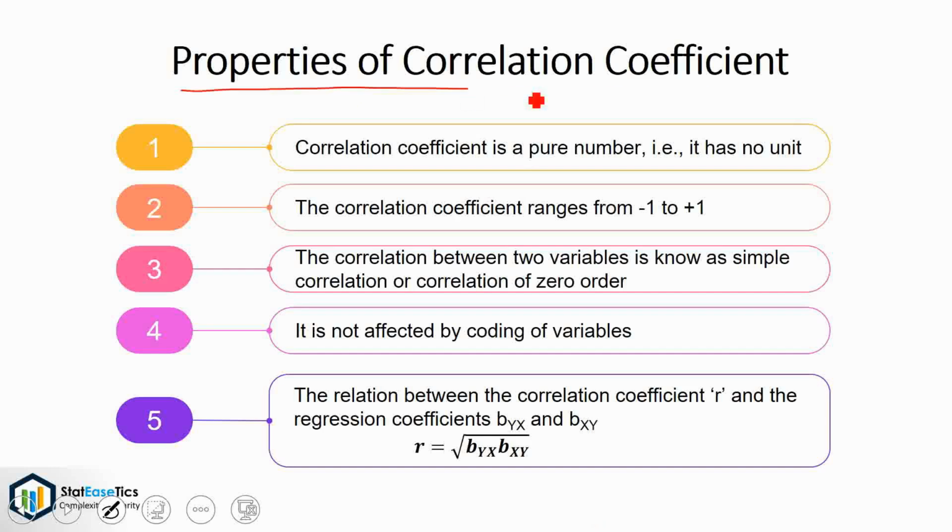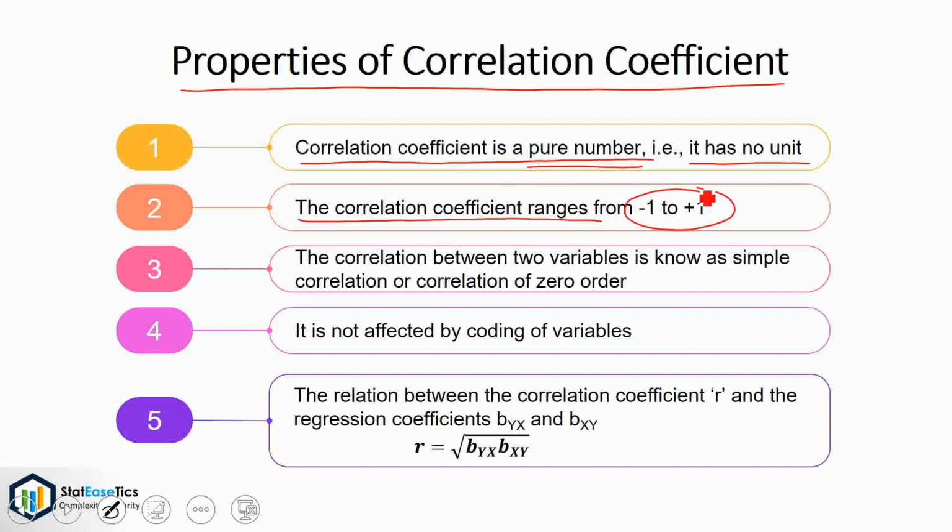Now let's see the properties of correlation coefficient. Correlation coefficient is a pure number, that is, it has no unit. The correlation coefficient ranges from -1 to +1. The correlation between two variables is known as simple correlation or correlation of zero order. It is not affected by coding of variables. That is, correlation coefficient is independent of origin and scale. Hence, adding or subtracting a constant to all the variables or multiplying or dividing a constant to all the variables will have no effect on the correlation coefficient.